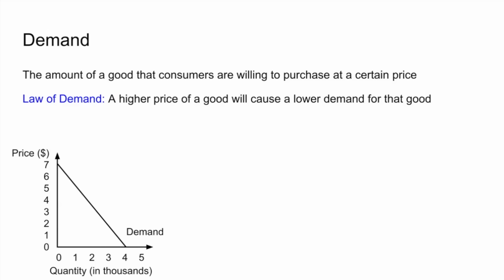The demand for a good is the amount of that good that consumers are willing to purchase at a certain price. The law of demand states that a higher price of a good will cause a lower demand for that good. And this is pretty intuitive because if a good is more expensive, then people are less willing to buy it. So on the graph for a particular good, we have price on the vertical axis and quantity on the horizontal axis. And the demand curve is downward sloping due to the law of demand. At lower prices, a higher quantity will be demanded.